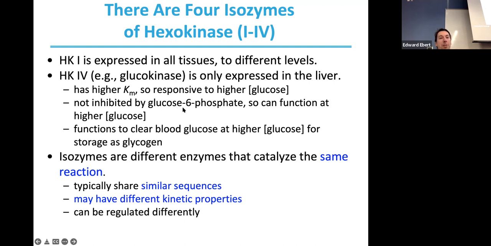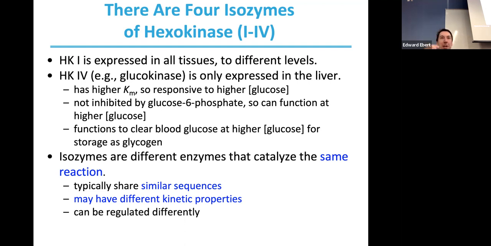It's also not inhibited by glucose 6-phosphate. So even as it makes its product, that doesn't immediately feed back and slow it down, unlike some of these other isozymes where that will happen. So what hexokinase 4 is for, its purpose is to clear blood glucose at high concentration.